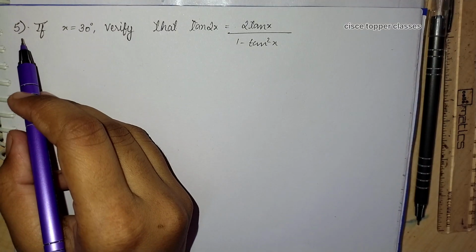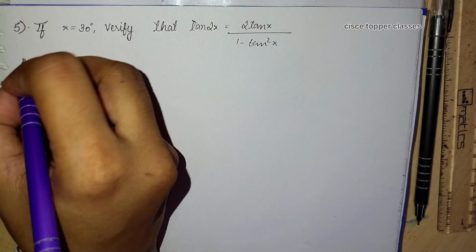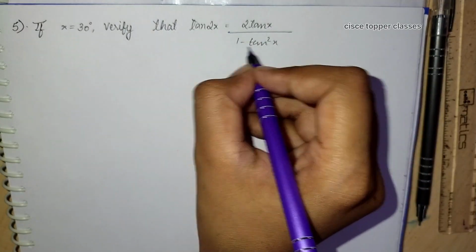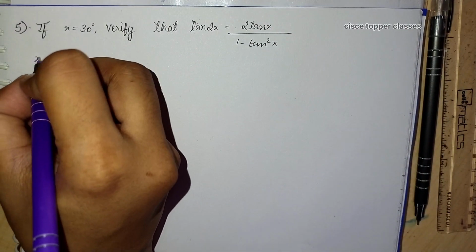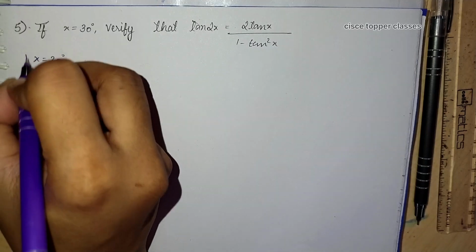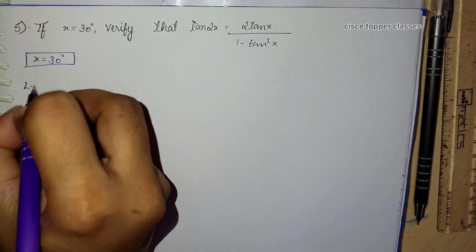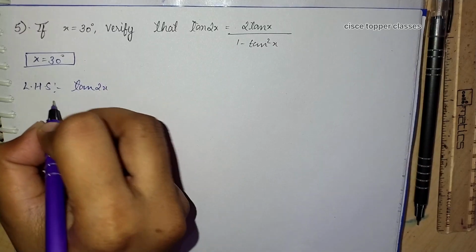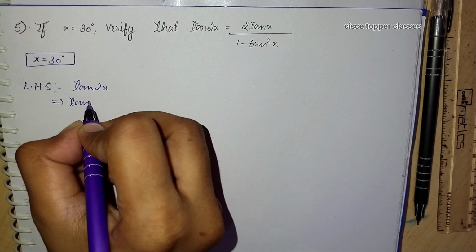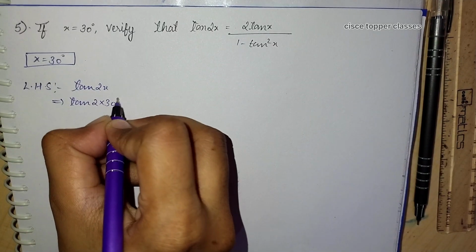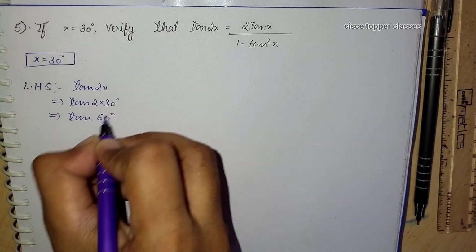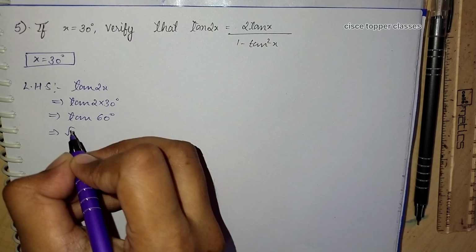Let us solve here question number 5. If x is given to us as 30 degree, we have to verify that tan 2x is equal to 2 tan x divided by 1 minus tan square x. So if x is 30 degree given to us, we can write here the LHS part as it is tan 2x. So tan 2x here it will be tan 2 into 30, which will be tan 60 degree. So we know the value of tan 60 degree as under root 3.